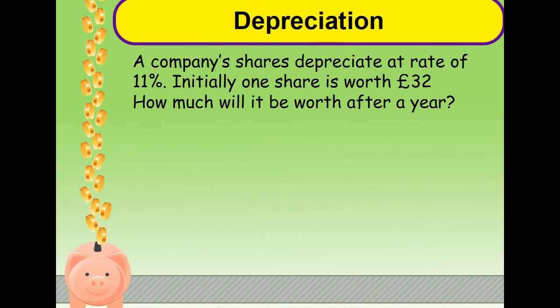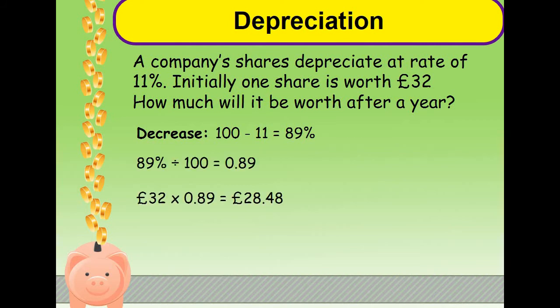So let's look at an example. A company's shares depreciate at a rate of 11%. Initially, one share is worth £32. How much will it be worth after a year? So it's going down by 11%. Take that away from 100% is 89%. Turn it into a decimal, and then multiply by £32.